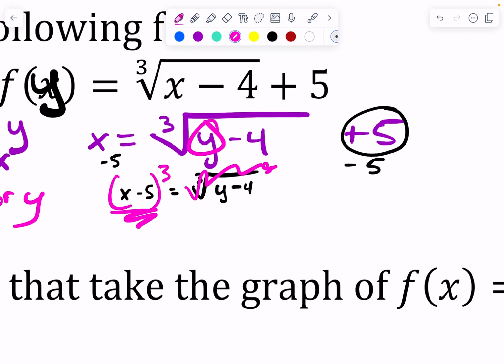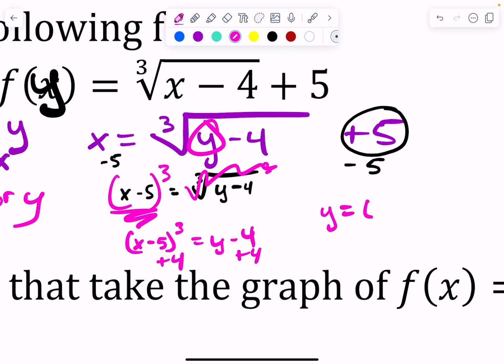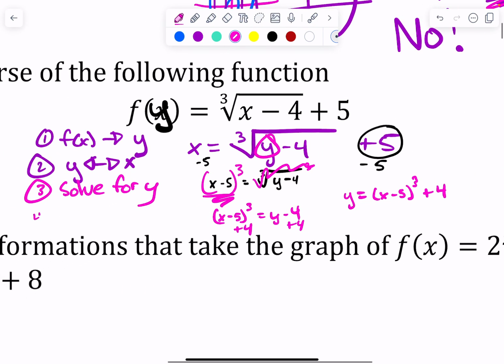And you don't have to FOIL this thing 3 times. I really would not if I were you. You'll just leave it as x minus 5, that whole thing cubed, equals y minus 4, and then you add the 4 to the other side. So y is equal to x minus 5 cubed plus 4, and the last step is renaming the y. You're changing it back, but you're calling it f inverse of x.